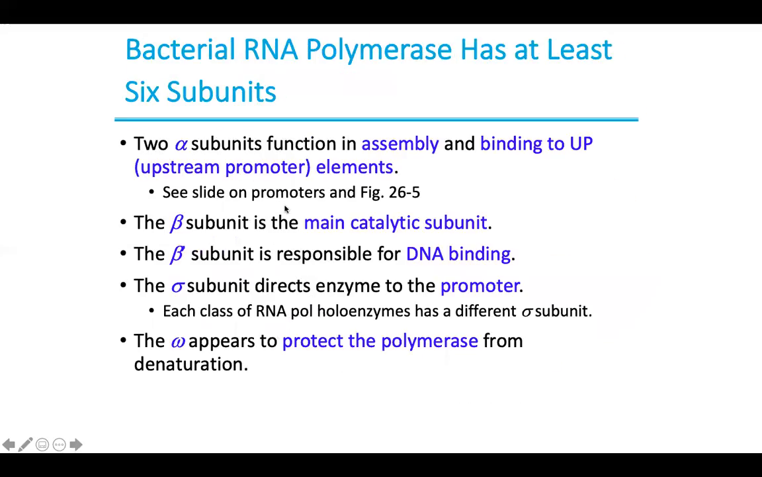Okay. Two alpha units function in the assembly and binding to the upstream or promoter element. The beta subunit is the main catalytic subunit. It's the beta subunit that carries out the actual process of making the RNA, or polymerizing RNA. The beta prime subunit is responsible for DNA binding. The sigma subunit directs the enzyme to the promoter. And each class of RNA polymerase holoenzymes has a different sigma subunit. So again, the importance of the sigma subunit is that it directs the enzyme to the promoter site, which is upstream of the transcription start site. And this symbol, which looks like a W, is omega. The omega subunit appears to protect the polymerase from denaturation.